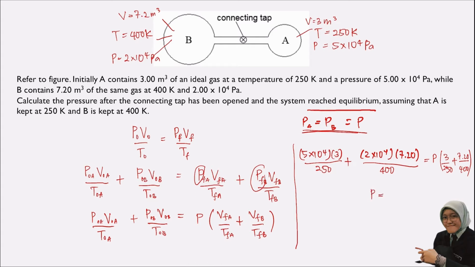Then P we will get 3.20 times 10 power of 4 Pascal. So that is all from me.